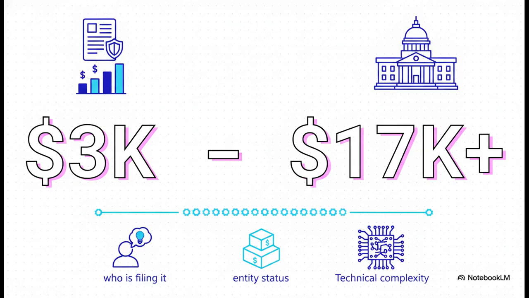A non-provisional patent application is going to cost you somewhere between $3,000 and $17,000, or honestly, sometimes even more in total. Now, yeah, that is a massive range. But as we'll see, it's actually entirely predictable once you understand the variables at play here. Specifically, who is filing it, your entity status, and the actual technical complexity of your invention.